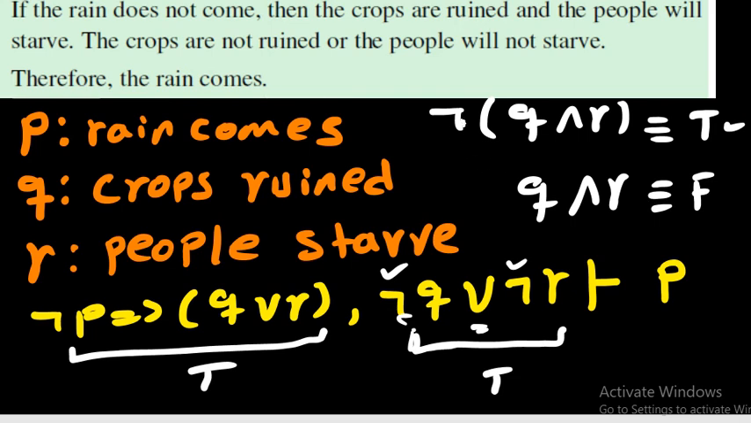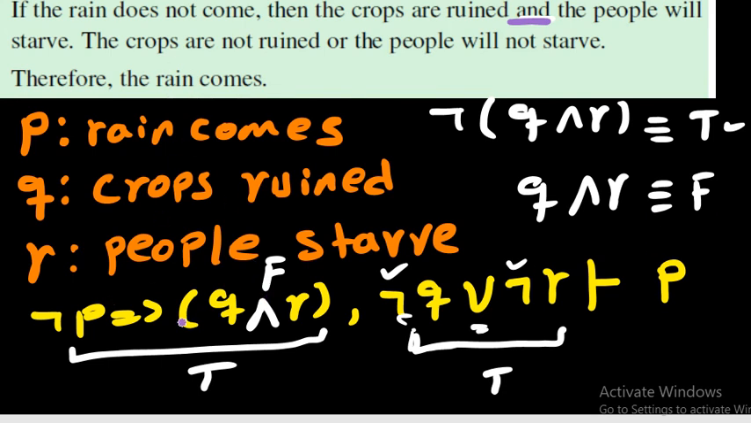But if I remove the negation, it will be false. That means the negation of something, if it is true, that means that something obviously at the beginning was false. Therefore, I can bring this false case here, because here the conclusion part of the conditional statement, negation P implies Q and R, it is true. But here Q and R is already false. We got it from the previous one. Actually, it is not Q or R, it is Q and R. Look at the statement here. First statement: if the rain doesn't come, then the crops are ruined and the people will starve. So this must be and. So I brought it from there.